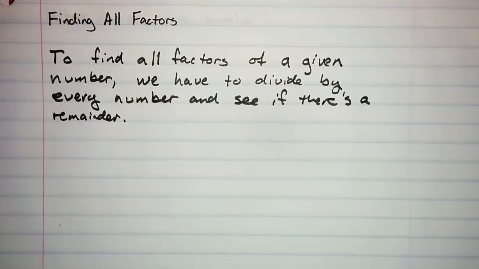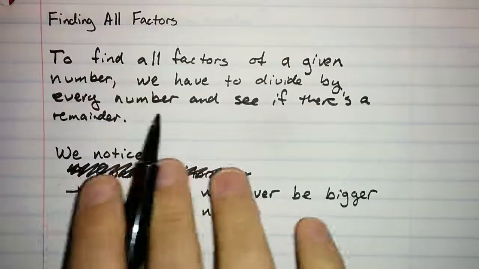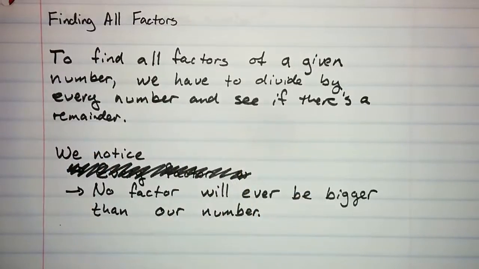Well, the first thing we notice is no factor will ever be bigger than our number, right? Because when we multiply by 1, we get our original number back. If we multiply by anything bigger than 1, well, the answer is bigger than either factor. So no factor will ever be bigger than our number. That tells us that we don't need to multiply by every number, just one smaller than the number we're trying to factor.